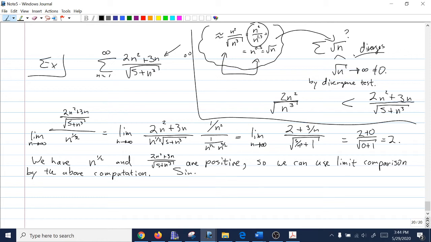Since the sum of square root of n diverges, I can't start my sentence with the sum of square root n. I'll reword it. Since the sum of the square root n diverges, we have the sum, the other sum, the given sum. This is gross to write out. Diverges also.